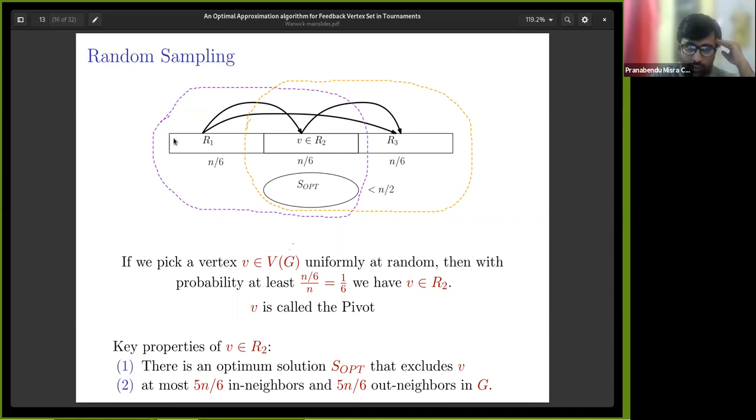Roughly, all the vertices in R1 are in-neighbors to this vertex V. The out-neighbors can only lie in SOPT, in R2 itself, or in R3, and they all add up to at most 5n/6. Similarly, the number of in-neighbors would be at most 5n/6.